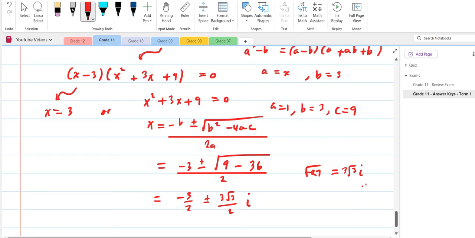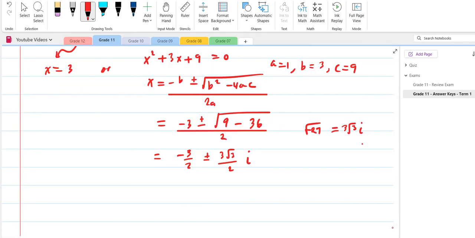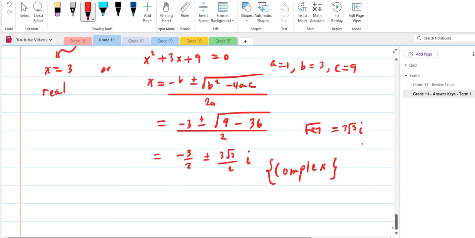Remember, there are two solutions here, two complex solutions and one real solution. So this is the real part and this is the complex part. Those are the complex solutions. Why is it a complex solution? Because we have the complex number i in the square root of negative 27.